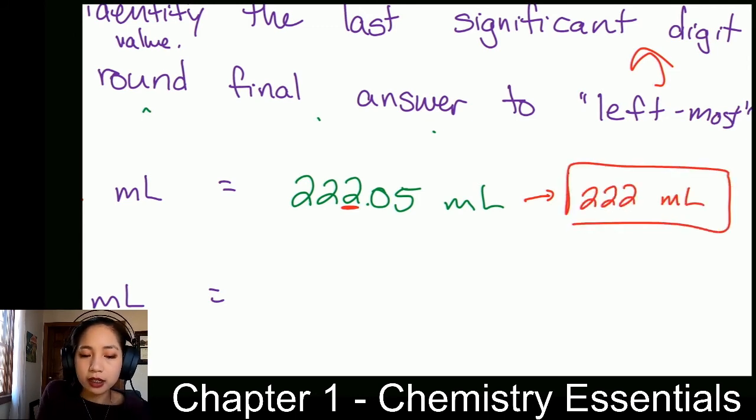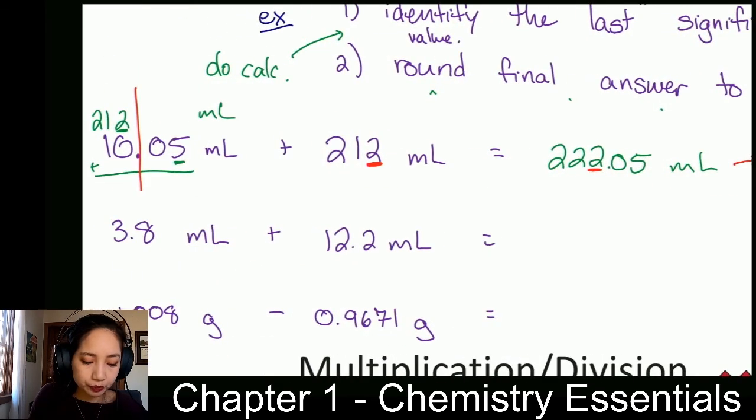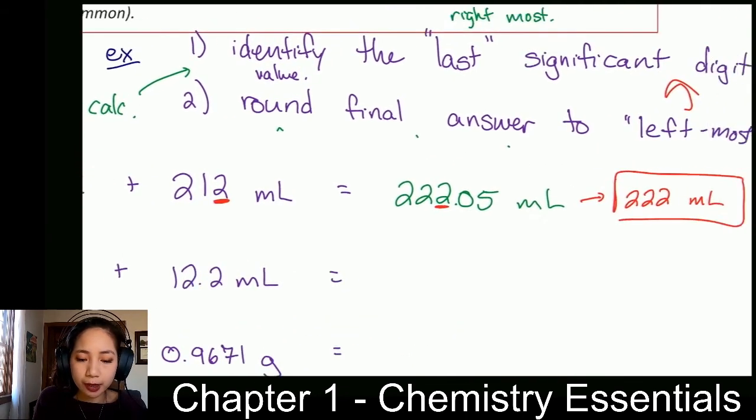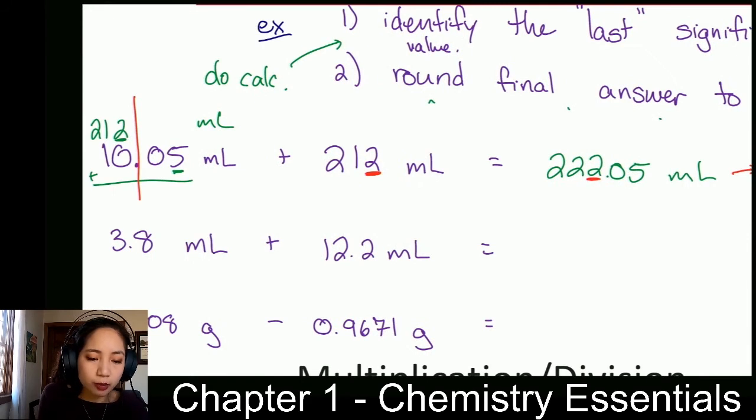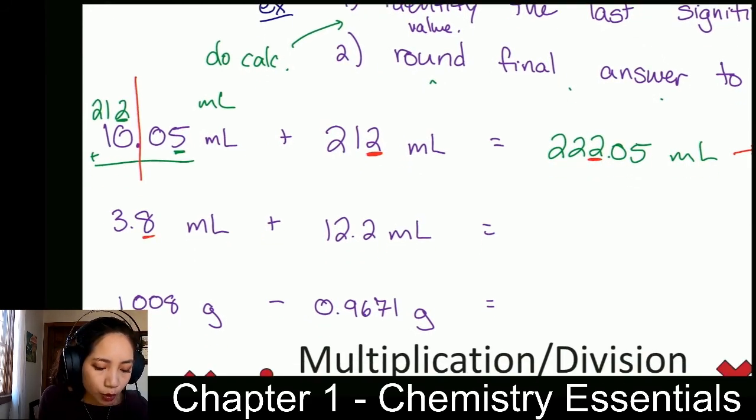Remember, every measured value has significant figures, and it has a unit. So we can't forget that unit here, which is milliliters. Okay, so let's do another example. Again, we're adding volumes. So 3.8 plus 12.2 milliliters gives us what? Let's identify the last significant digit in both of those values. In this case, both numbers end in the tenths place. So we will round our answer to the tenths place.